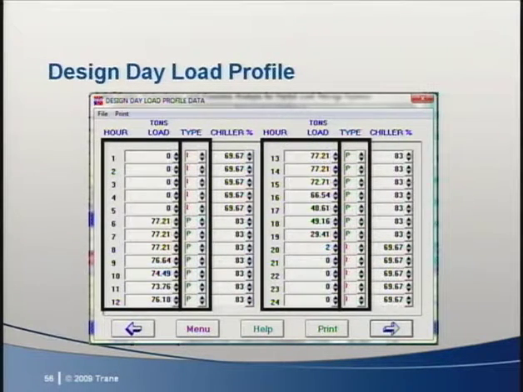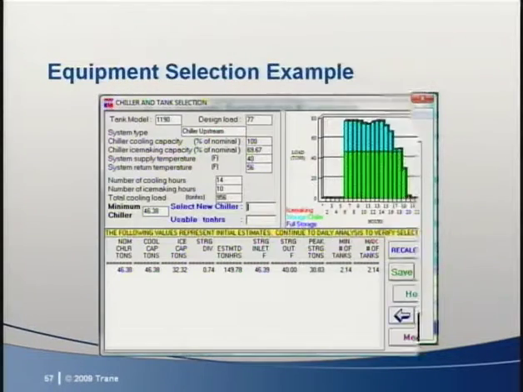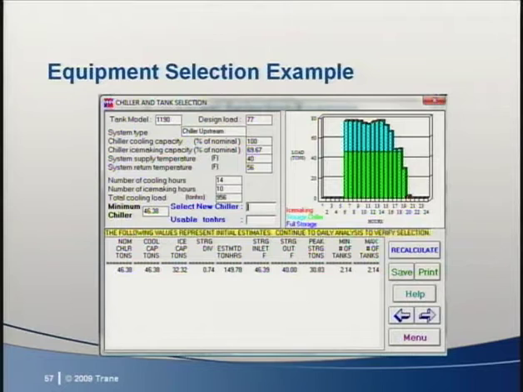The hour type is denoted by I for ice making, or P for partial storage cooling, or F for a full storage hour. The chiller percentage entries are automatically populated from the previous input screen and represent the chiller capacity as a percent of nominal for daytime contribution and ice making. Click the next arrow and the program does its initial calculation of the minimum selection. Here is the preliminary selection output screen.